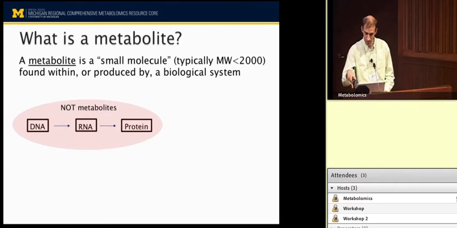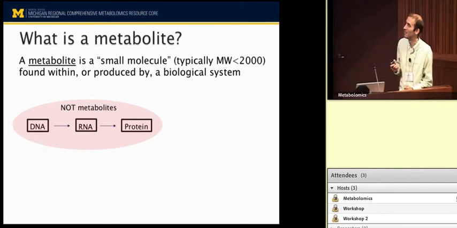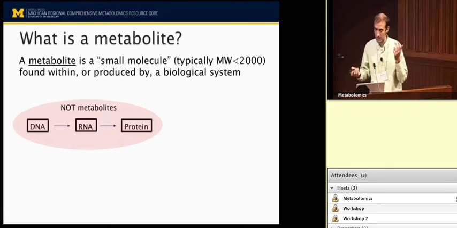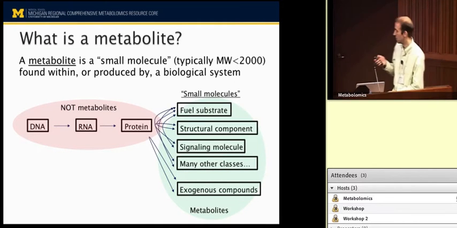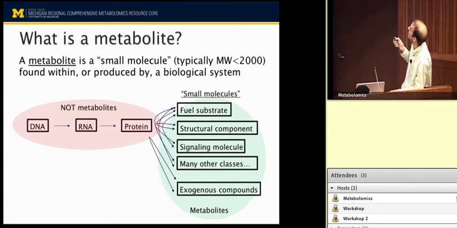Okay, what is a metabolite? If you don't know already, the easiest way to define it is to define what a metabolite is not. It is not DNA. It is not RNA. It is not protein, but it is produced by a biological organism. It is a small molecule, typically with a molecular weight of less than 2,000. Some peptides would be under that category. This will include many different categories: fuel, substrate, a structural component of a cell, a signaling molecule.